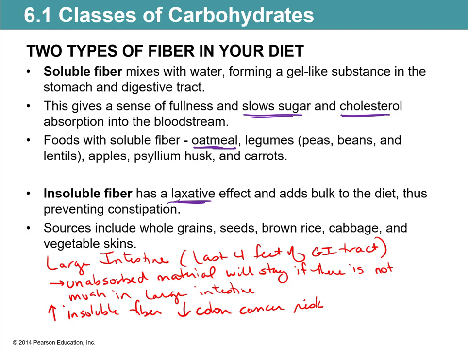Things like whole grains, seeds, brown rice, cabbage. Cabbage has a lot of insoluble fiber in it. All of the skins on your fruits and vegetables. Those are all things you can think of as being insoluble fiber. They don't get digested. It doesn't soften. It really just moves through you.